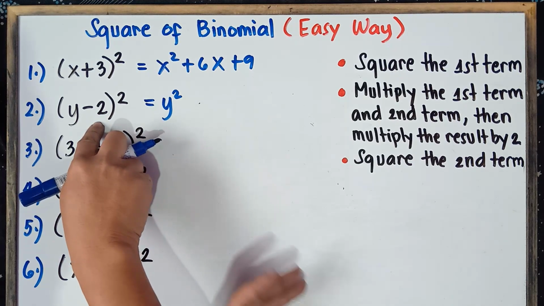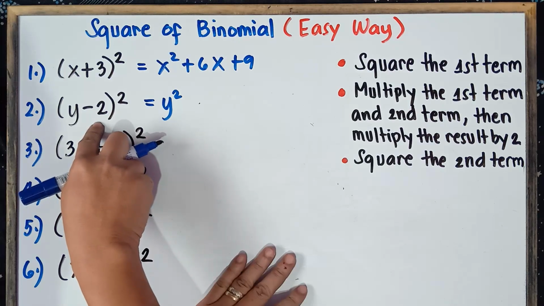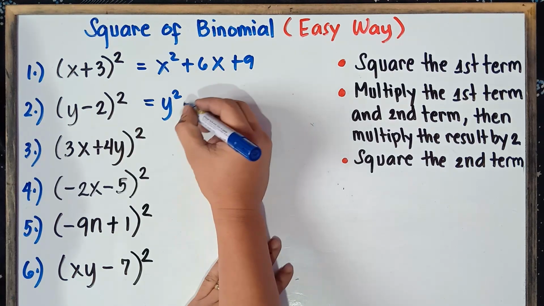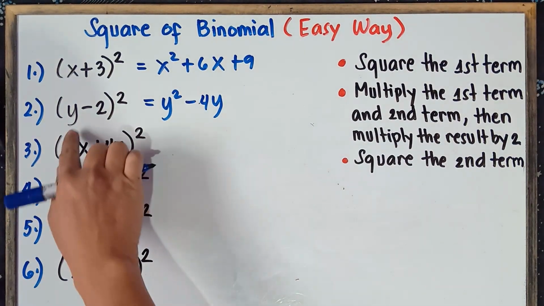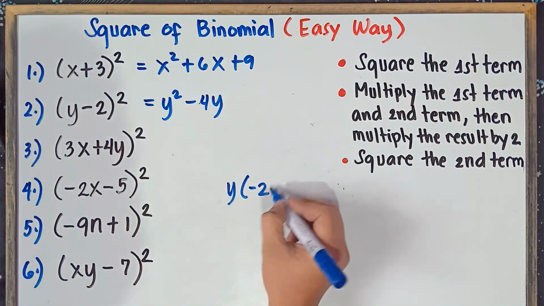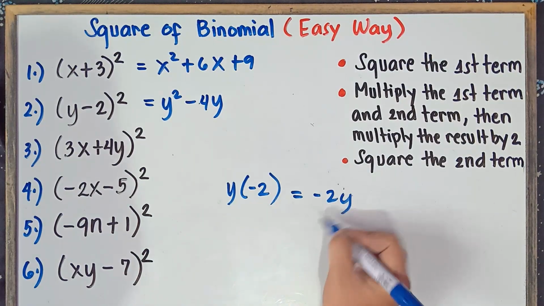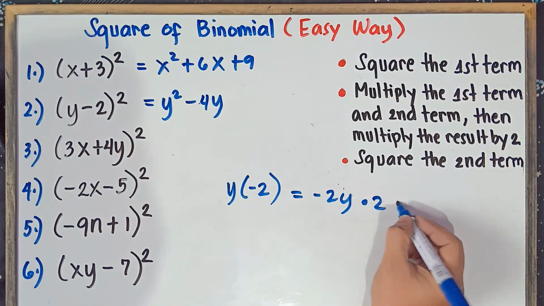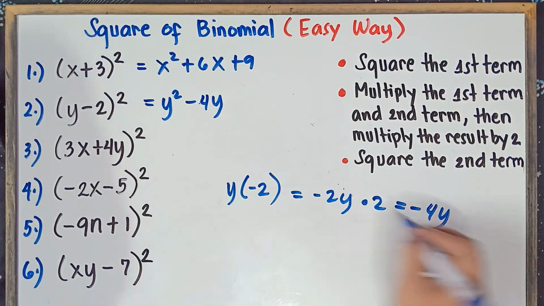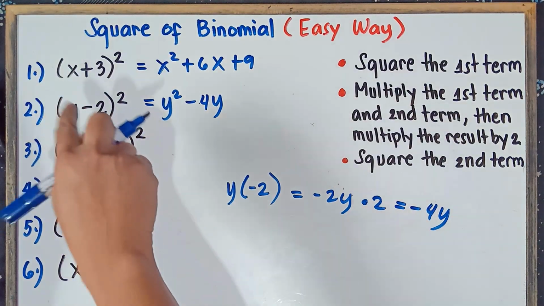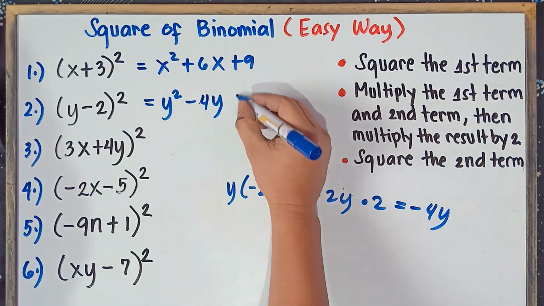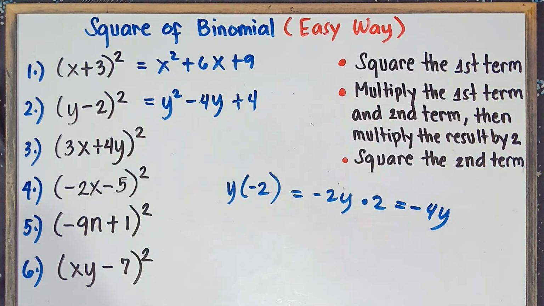And then the result, you multiply it by 2. Times 2, that would be negative 4y. So this is negative 4y. Once again, class, I hope you're not confused. Y times negative 2, that would be negative 2y, and then you multiply it by 2. So that would be negative 4y. That's why we have negative 4y. And then last step, you square the second term, negative 2 times negative 2, that would be positive 4. That's it, class. That's the answer with regards to example number 2.